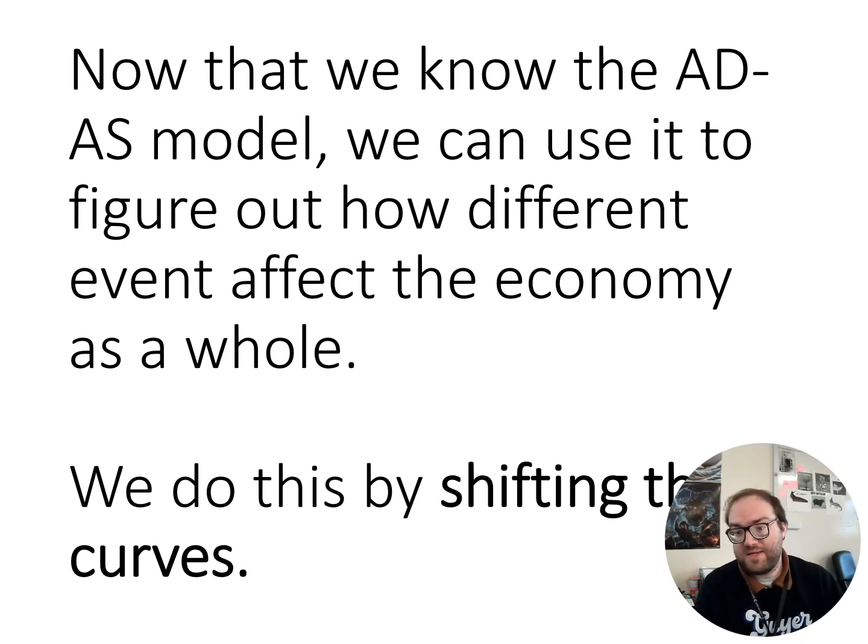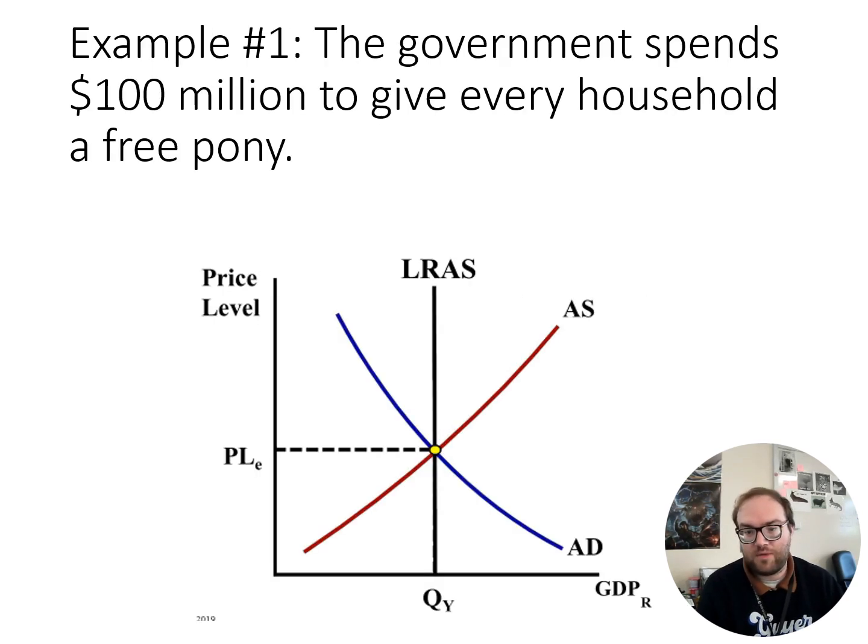So the way that we're going to do this, just like we've done with previous graphs, is we're going to shift the curves and read the graph to see what comes up. So for example, if we're starting here in full employment and we say that the government is going to spend $100 million to give every household a free pony, what is that going to do? Well, the first thing we have to ask ourselves is, what is shifting here? Is this going to affect aggregate supply or aggregate demand?